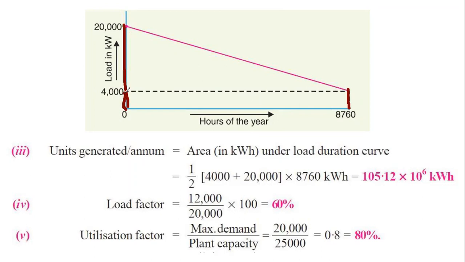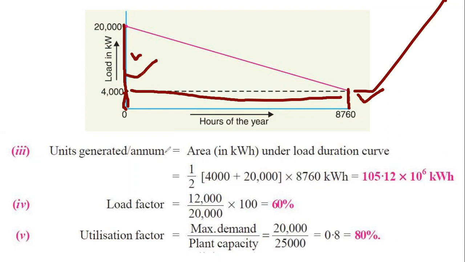So we know that the area of the trapezium is the summation of these two sides divided by 2, times the vertical distance between the two lines. So that's why here the trapezium area has been calculated. The two sides are 4,000 and 20,000. So they've taken 4,000 and 20,000 divided by 2, that means half, and the distance between these two sides. The distance is basically 0 to 8,760. So that is the distance they put, and finally they got the total area.